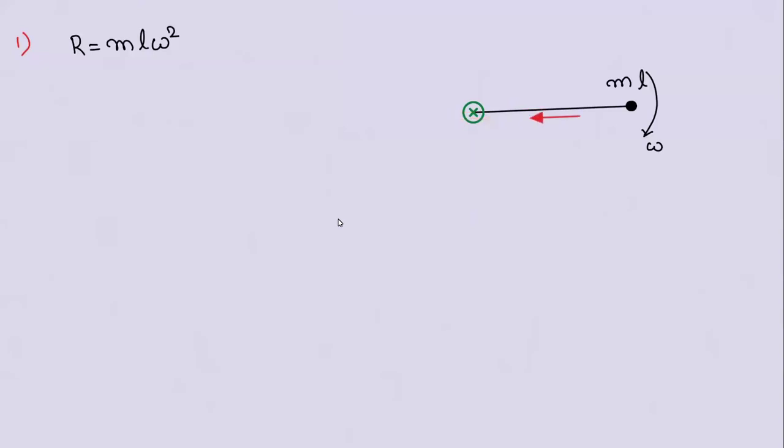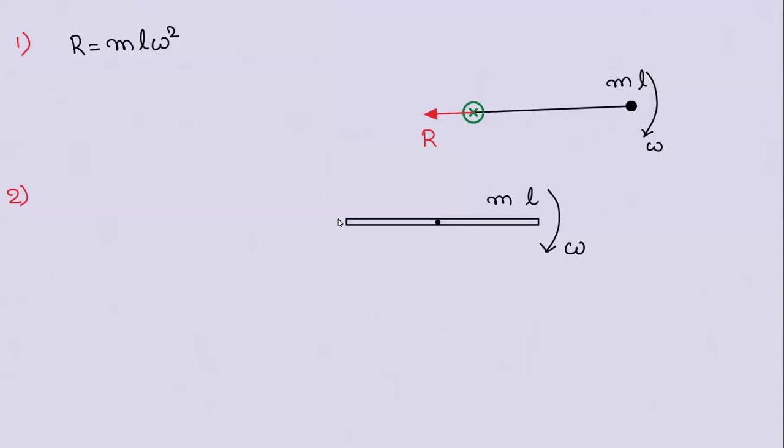You know that, as always, centripetal force is towards the center. That's why I'm going to keep it here. This is the hinge reaction R. Understood? Go ahead with question number 2. Next one. We have a rod and it is rotating about the hinge.